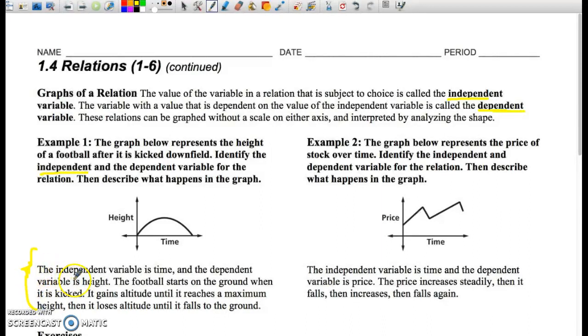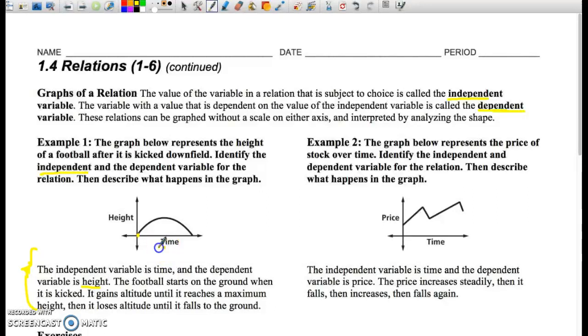The dependent variable is, of course, the height. The football, as you can see, starts on the ground, or at zero, when it is kicked. It gains altitude until it reaches its maximum height, and then, of course, as it loses altitude, it will fall back to the floor.